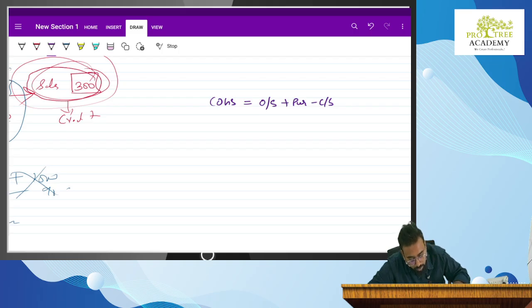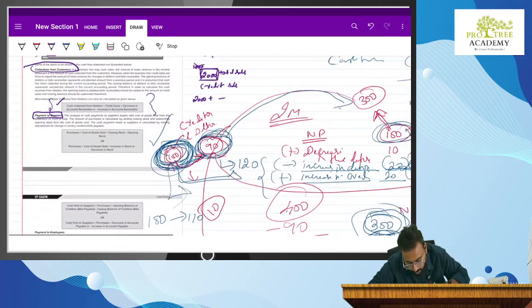Suppose they have given information about this COGS, and they have given information about this, will you be able to find out this? Yes or no? So that is the next formula. If they have information on COGS, opening stock, and closing stock, you can definitely find out the purchases. So that is your next formula, sir: purchases is equal to cost of goods sold plus closing stock minus opening stock.